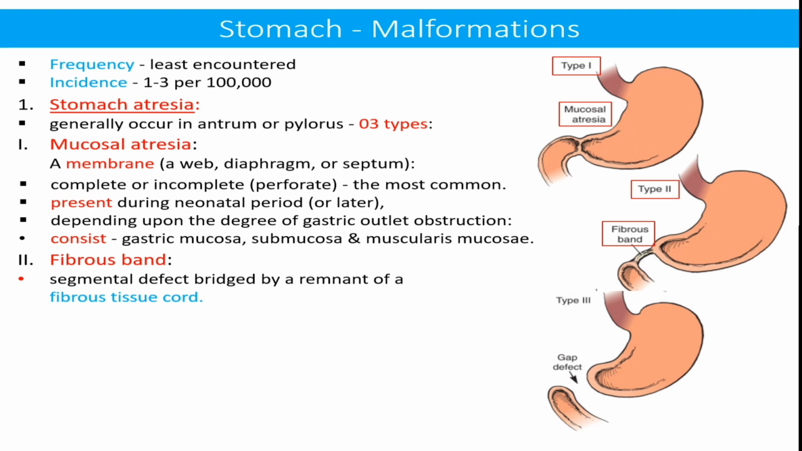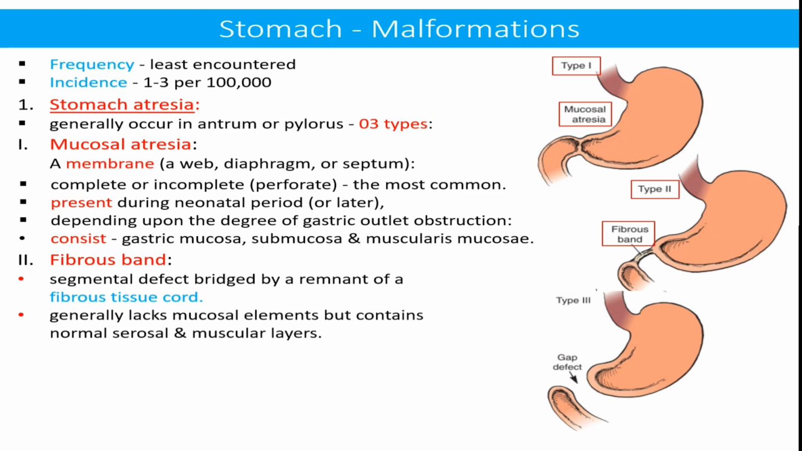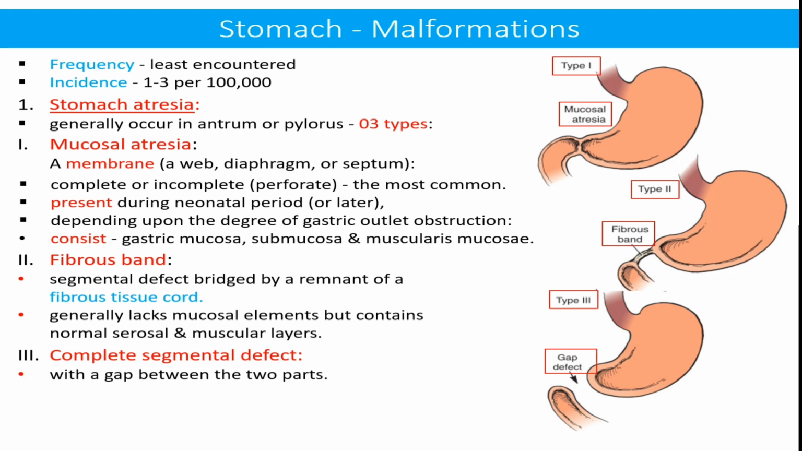Second variety of atresia is fibrous band. This is a segmental defect which is bridged by a remnant of fibrous tissue cord. It generally lacks mucosal element but contains normal serosal and muscular layers. Third variety is complete segmental defect. This presents with a gap between the two parts of the stomach.